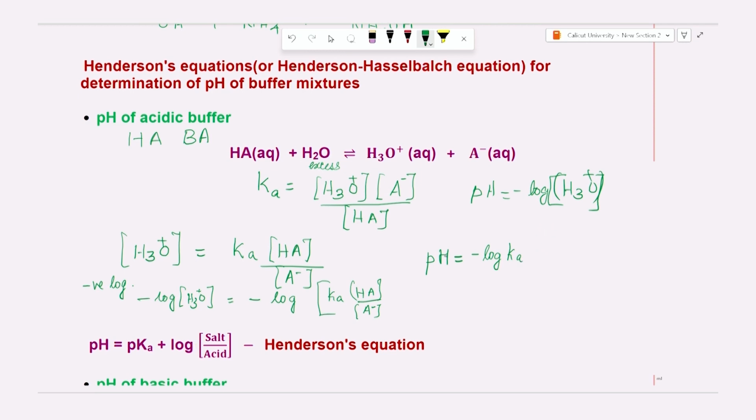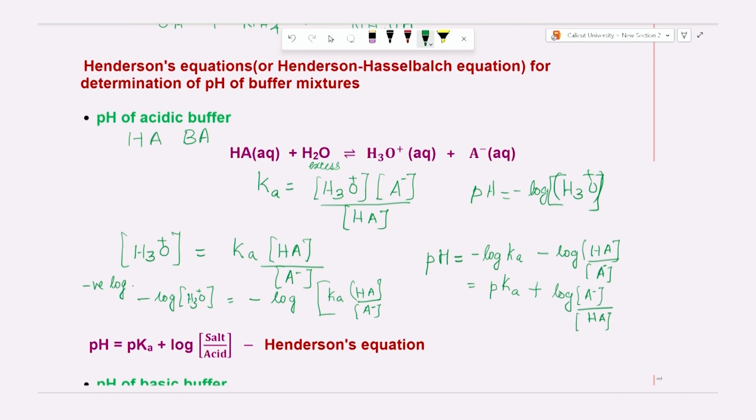Okay. The next term I am keeping as such: minus log of the concentration of HA divided by the concentration of A minus. Now, this can be written as pKa, and here this minus can be made into a plus provided I invert this fraction. So, it becomes plus log of the concentration of A minus divided by the concentration of HA.